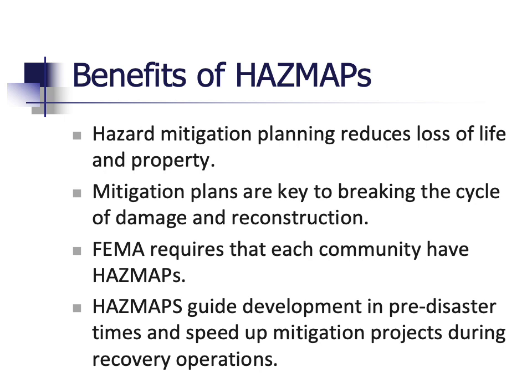There are several benefits of HAZMAPs. Hazard mitigation planning reduces loss of life and property by minimizing the impact of disasters. Mitigation plans are key to breaking the cycle of disaster damage and reconstruction. FEMA requires that each community have HAZMAPs to be eligible for federal pre- and post-disaster assistance. Having a plan in place ensures development takes disasters into account and speeds up mitigation projects during recovery.